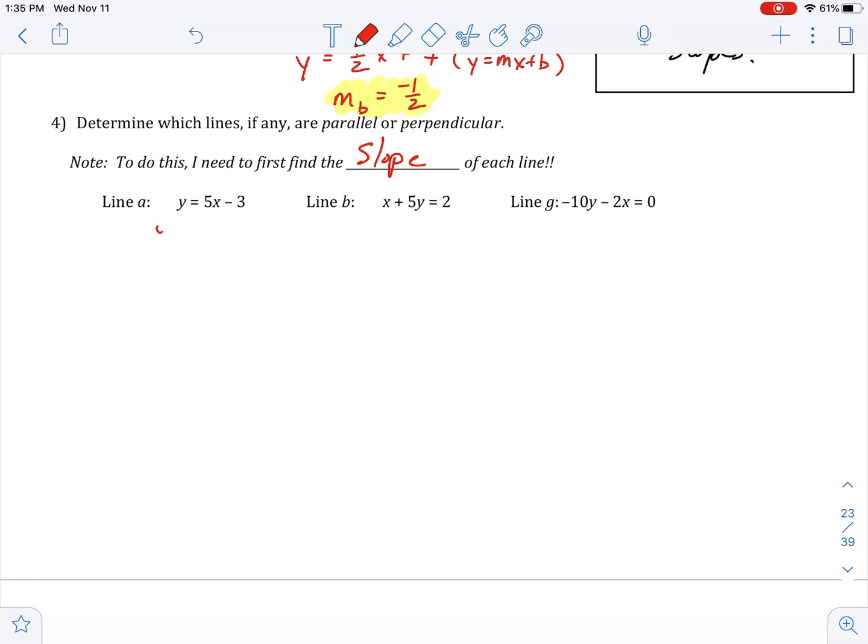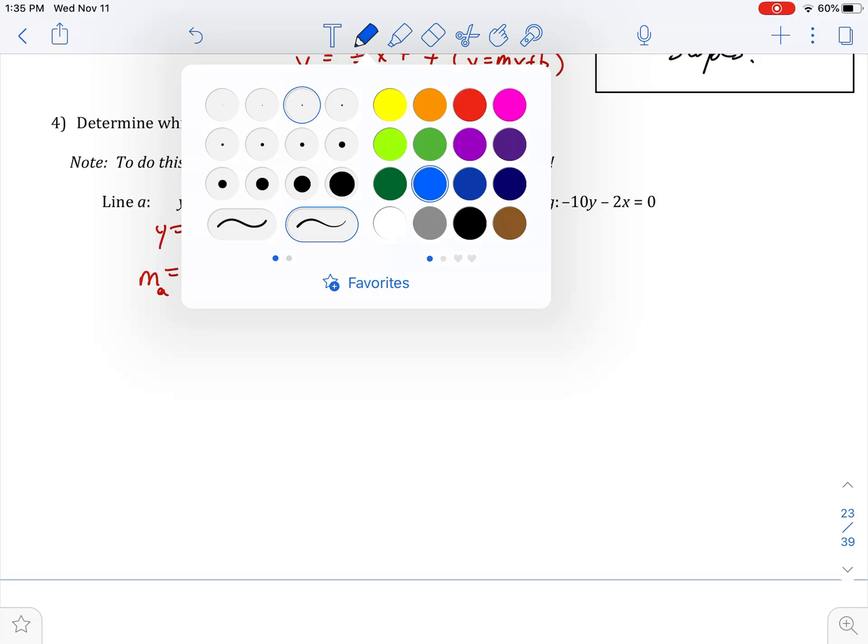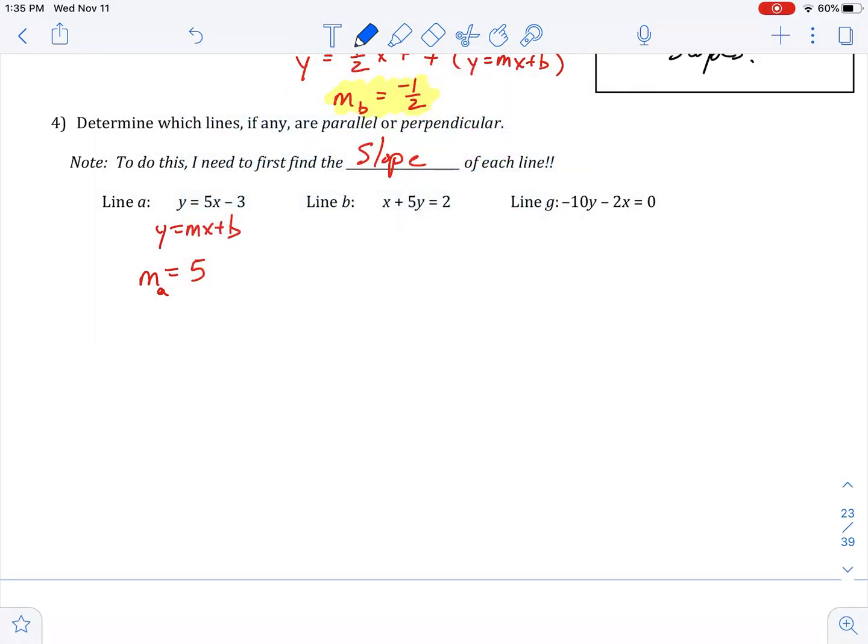So line A is already in y equals mx plus b form, so I know that my slope of this line is 5, or 5/1. The second line here is in standard form, so I need to subtract x. 5y is equal to -x plus 2 divided by 5. And we get here -1/5 x. Note that that's a 1 in front of there, plus 2/5, which is telling me that the slope of this line is -1/5.